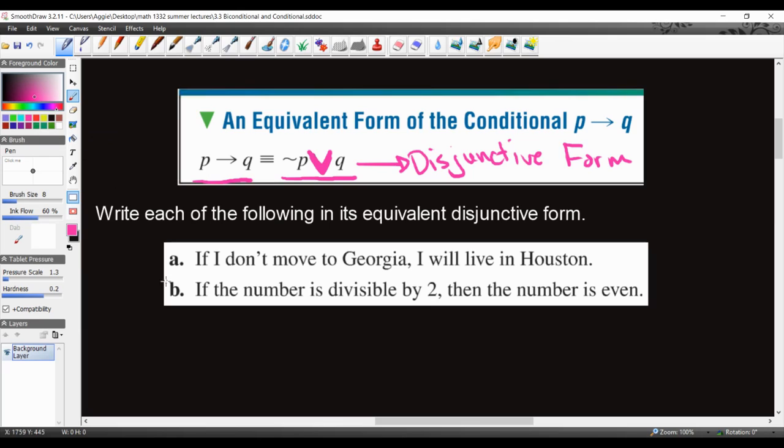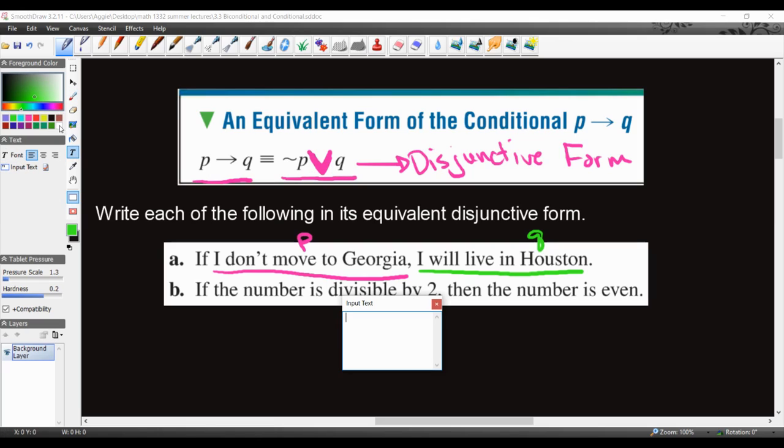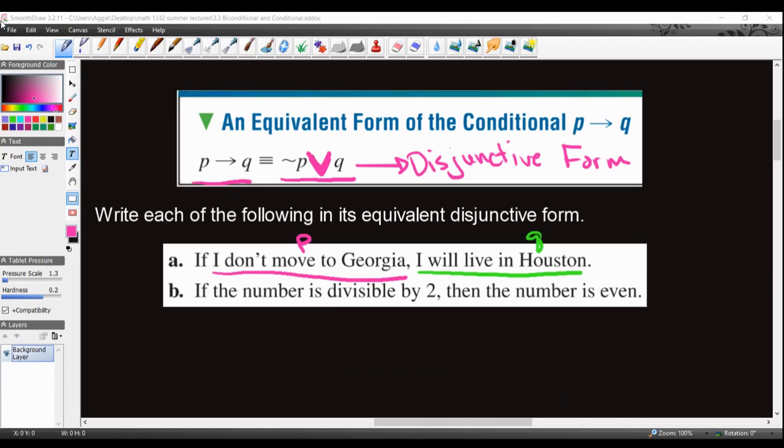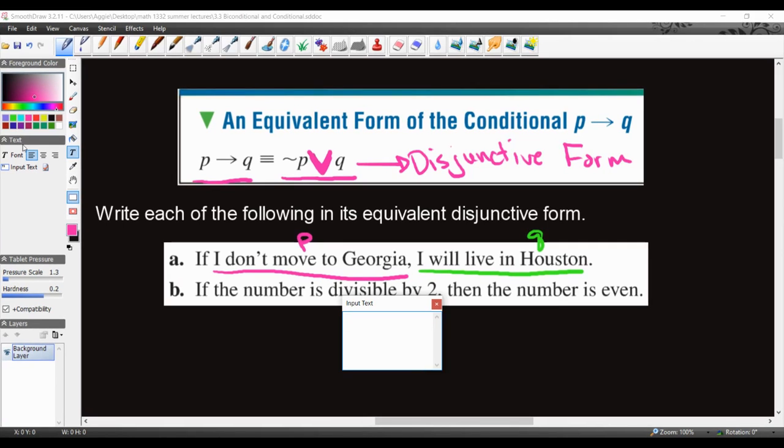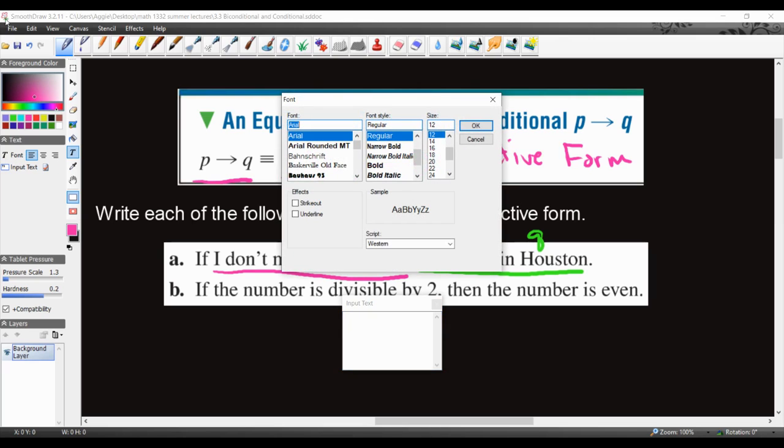So this would be, let's see, if I don't move to Georgia, okay, so this is your P. I will live in Houston. This would be your Q. So in this one, we have this implies this. We're going to change it to this second format, okay? So let's go ahead and do that. Let's use this one. And let's make it a little bit bigger. That way you all can see it. Oh, all right, there we go.